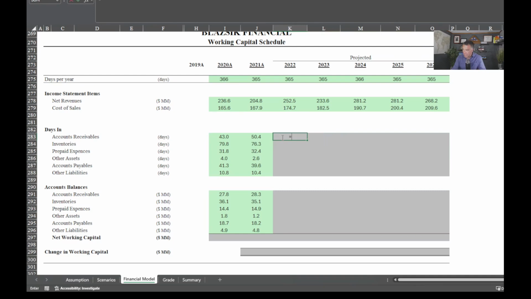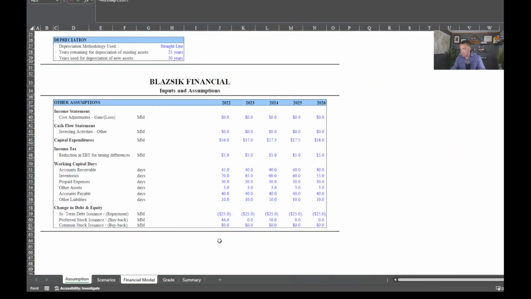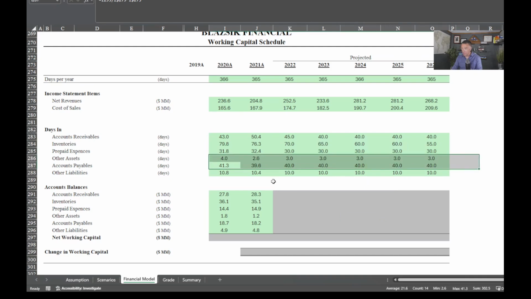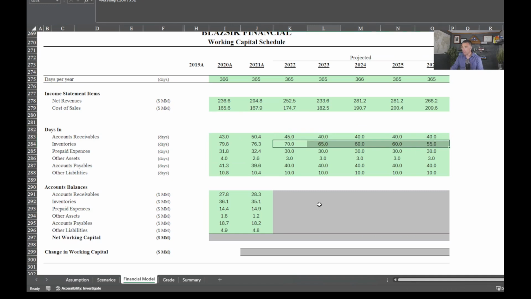So all I'm going to do is say equals. I'm going to go to my assumptions page and I'm going to hit that first cell and then highlight the rest, hit Control R and D. Very simple. Those are just projections that you're going to make. Now, my thing is you have to see what the days in were for the actual years to make a logical assumption of the projected year. Like inventories, we're doing bad, it declined, maybe you want to improve. You're making a logical projection.